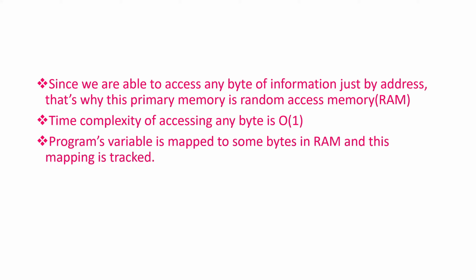So that's why its time complexity is order of 1. Now when we create variables in our program, these variables are also mapped to some bytes in RAM, and this mapping is tracked. Suppose you create a variable A. For your understanding, this is A, but in terms of how we are dealing with it in computer memory, in RAM, we are simply giving it an address. So there's a mapping that this variable is located at this address.